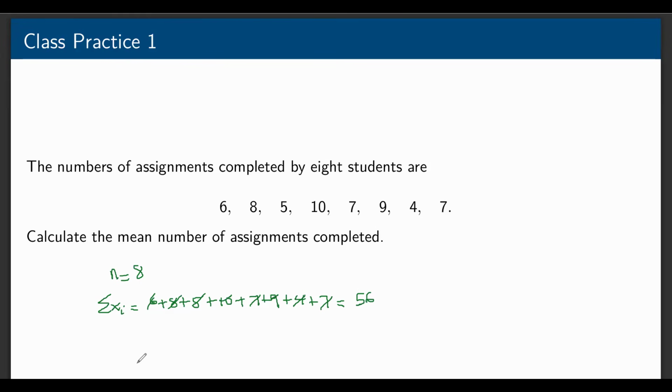So 56. Therefore, the mean is equal to summation of xi all over n, which is 56 over 8. And that should give us 7. Therefore, on average, these students completed 7 assignments.